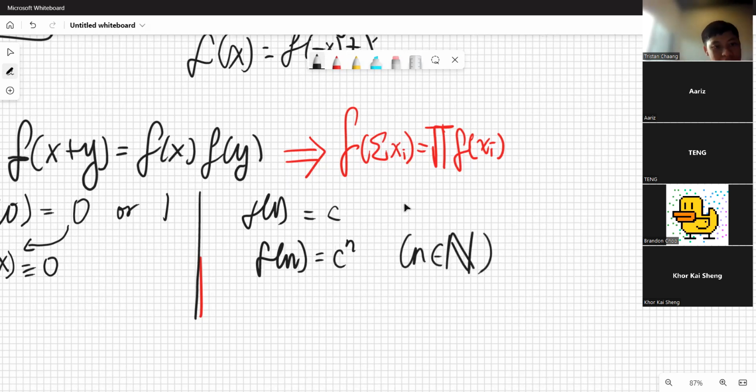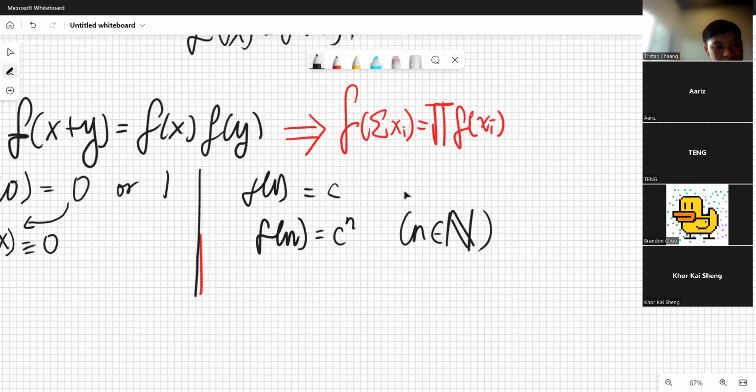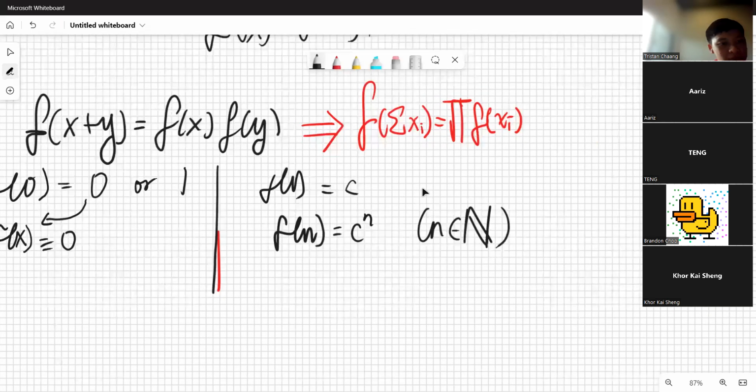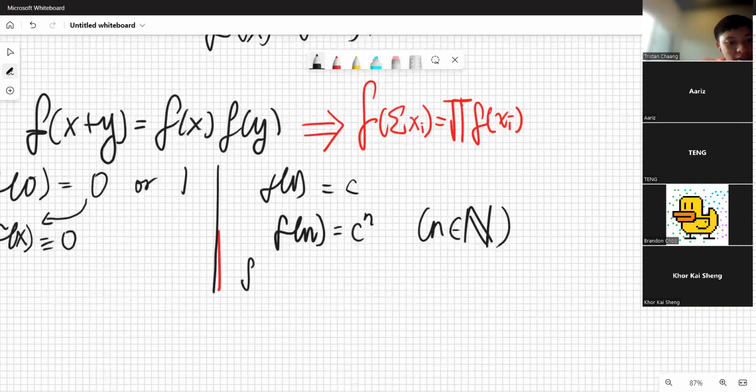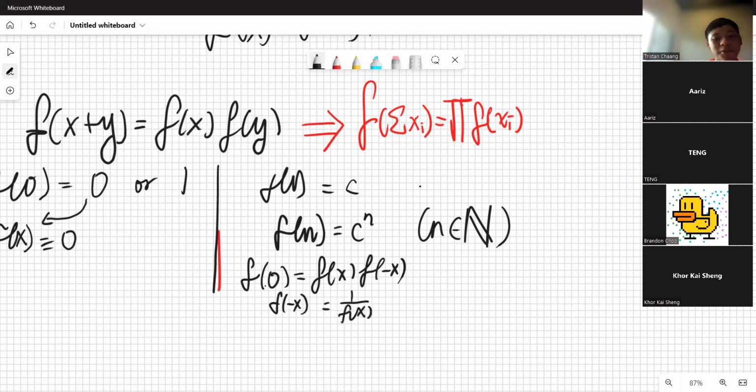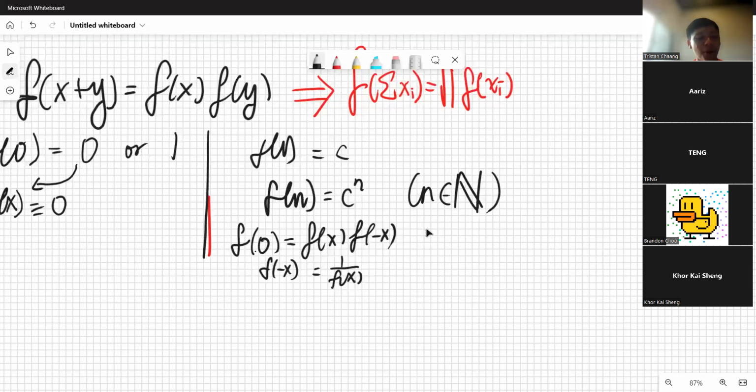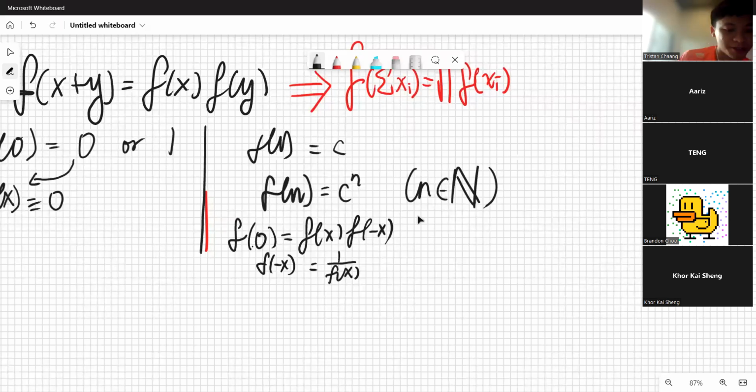And if you want the inverses, so f0 is actually just fx, f minus x. So f minus x is 1 over fx. So we just have to focus on the positive values of x, the positive inputs.